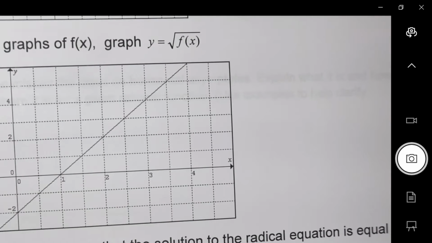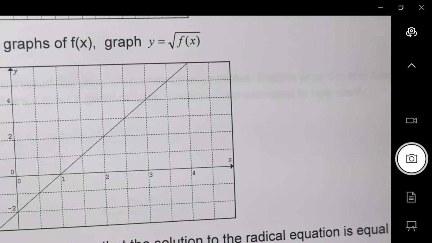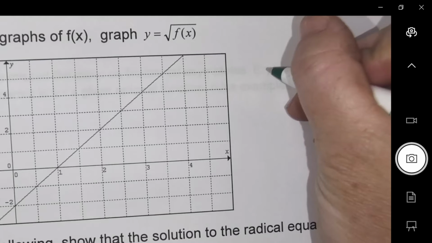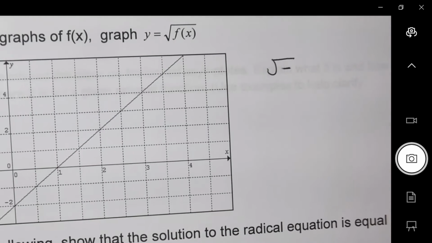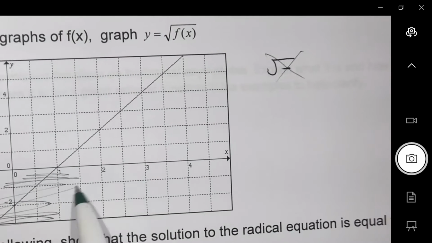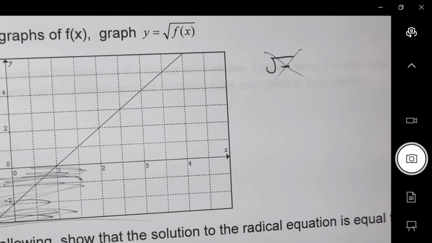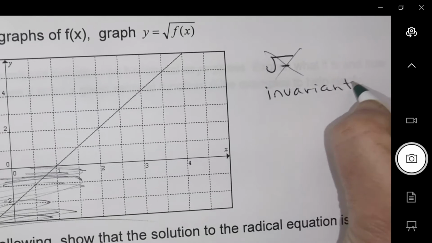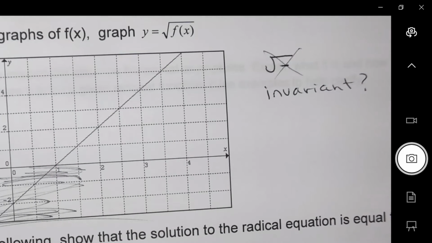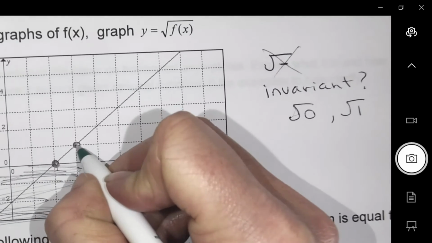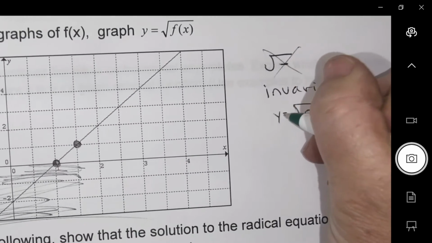Given this graph, we are going to graph the radical of it. So what do we know? The square root of a negative, what about it? Doesn't exist. So that part of the graph won't exist. Let's talk about what's invariant. What can you square root and it won't change? 1 or 0. So a height of 0 and a height of 1.